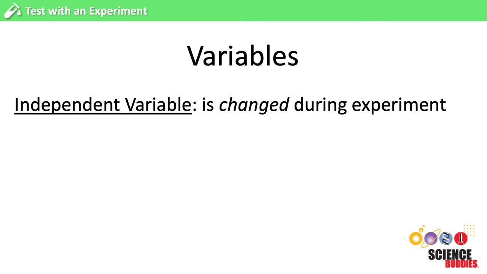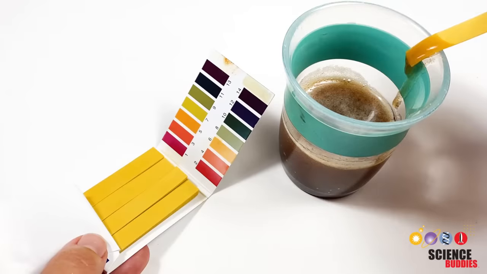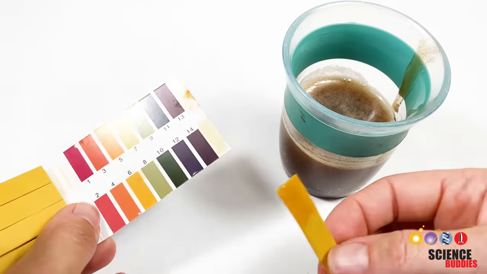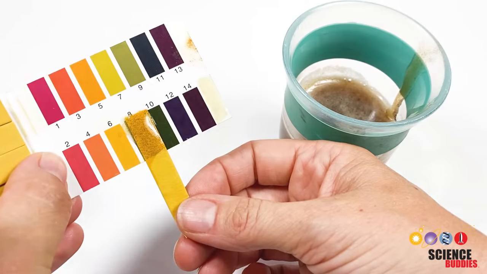To do this, we first need to identify the variables of the experiment. There are usually three different kinds of variables. The independent variable is the one and only variable that is changed during the experiment. In our popping boba experiment, the acidity or pH of a liquid would be a good independent variable that we could change to investigate how acidity affects the shape of the popping boba.